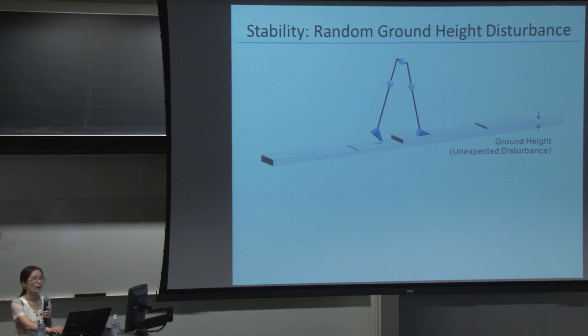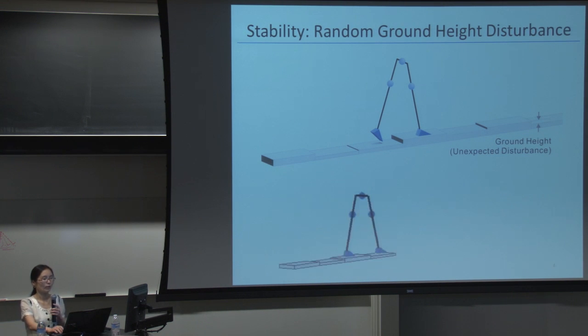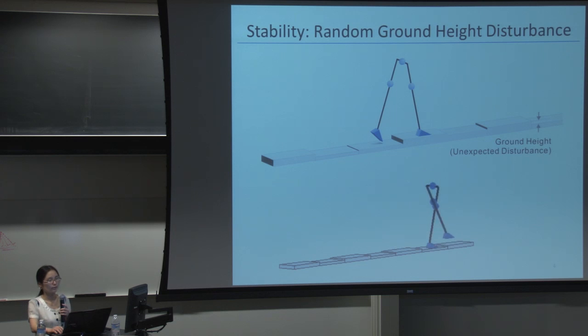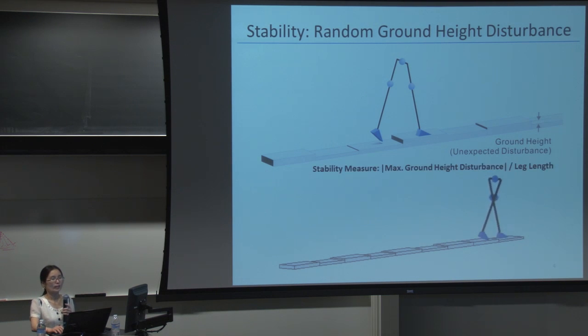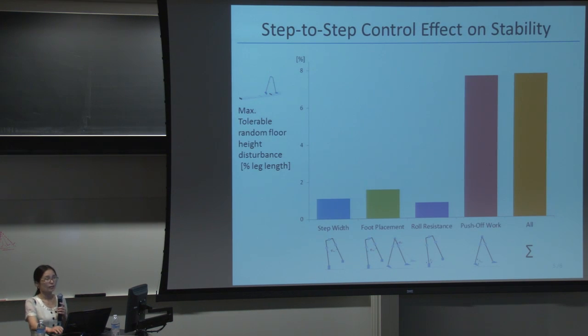Then we compared each step-to-step parameter control effect on stability by measuring the maximum tolerable ground height disturbance while the model walked 100 steps without falling. We characterized stability as the maximum ground height disturbance magnitude divided by leg length to normalize. Surprisingly, the ankle push-up work control allowed the largest disturbance among the individual control methods.